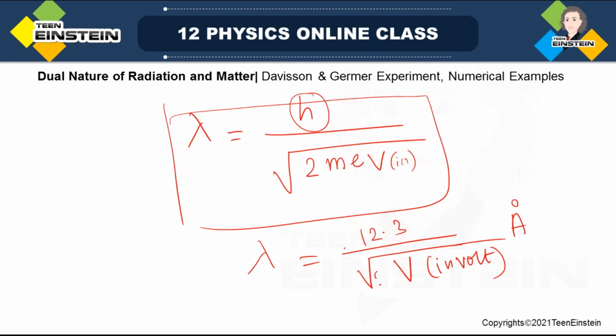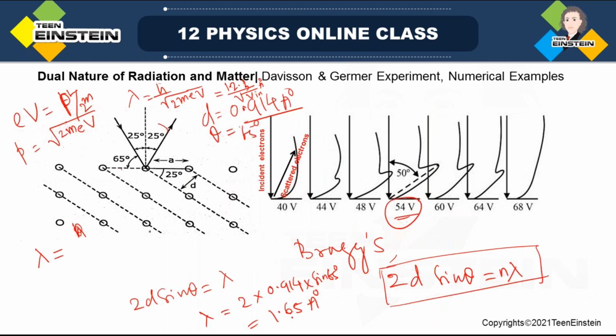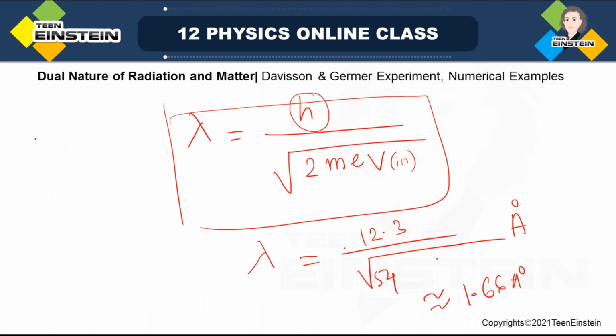Now see, we have got 54 volt, right? If we plug 54 volt in here, it is approximately 1.66 angstrom. In the previous case, from this electron diffraction, Davisson and Germer found the wavelength as 1.65, and directly using de Broglie's hypothesis, we get this. This is called de Broglie's hypothesis.